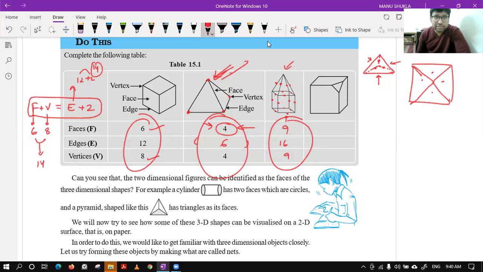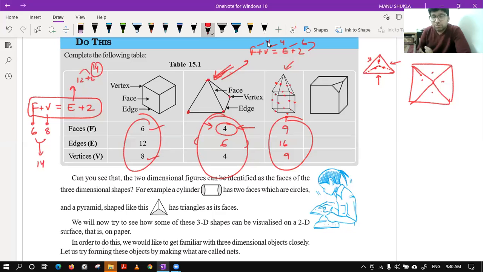In this case also, let us check F plus V equal to E plus 2. If I put F equal to 4 and V equal to 4, we get the answer as 8. E we have found as 6, and again 6 plus 2 is 8. That means we are correct. That means we have found the things correctly.